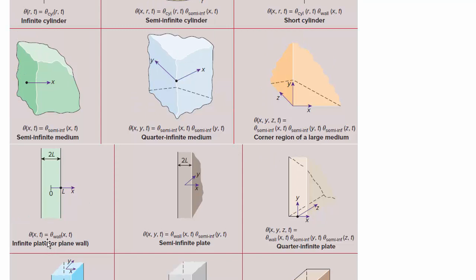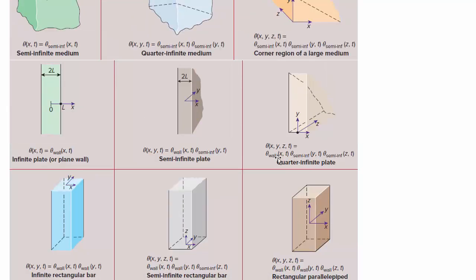The plane wall, if you were to stop it at one side here, so imagine we're looking at the front of it. So here we're looking inside. Now we're looking at an object which really stops here and conducts inside there. So that's semi-infinite combined with the plane wall. And then quarter infinite would be two semi-infinites combined with the plane wall. Then we've got an infinite rectangular bar, that's two plane walls. Semi-infinite rectangular bar and a rectangular parallelepiped would be combining three plane walls together.